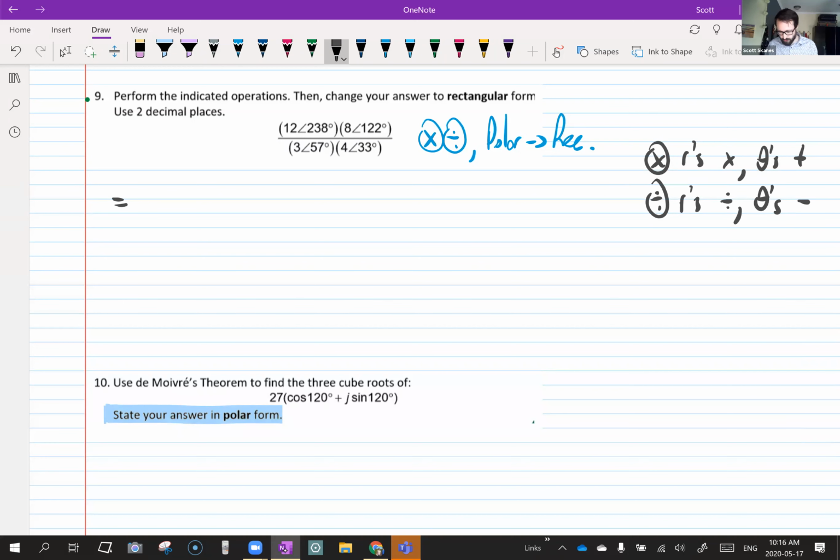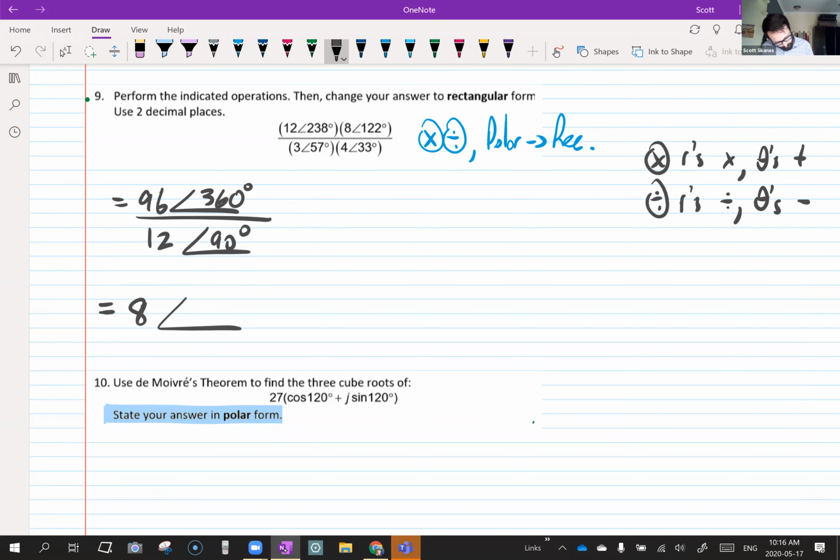So this will be, what's 12 times 8? It's 96. And then my thetas, they're multiplied, so I add 238 plus 122. That's 360. On bottom, what's 3 times 4? 12. What's 57 plus 33? 90. Okay, let's go ahead and do that. This is 96 divided by 12. It's 8. 360 minus 90 is 270.